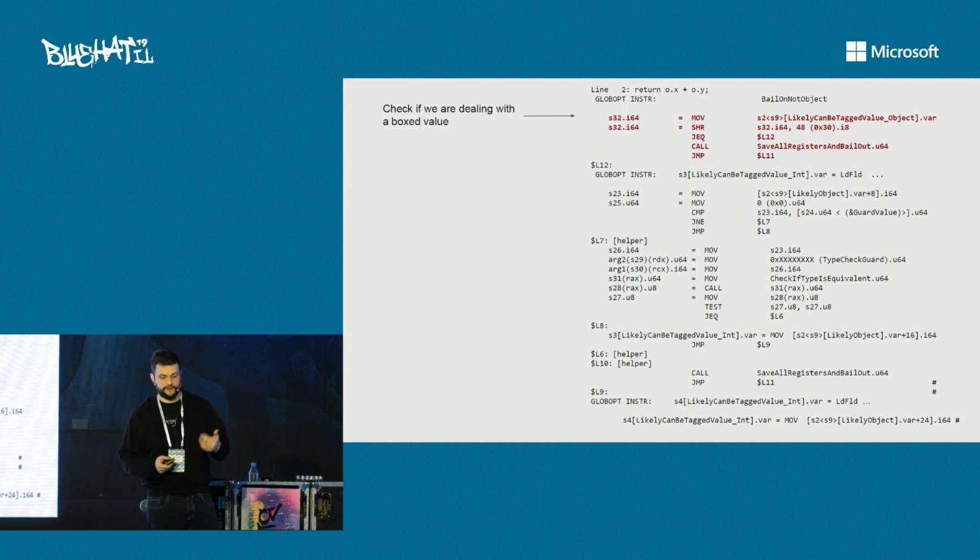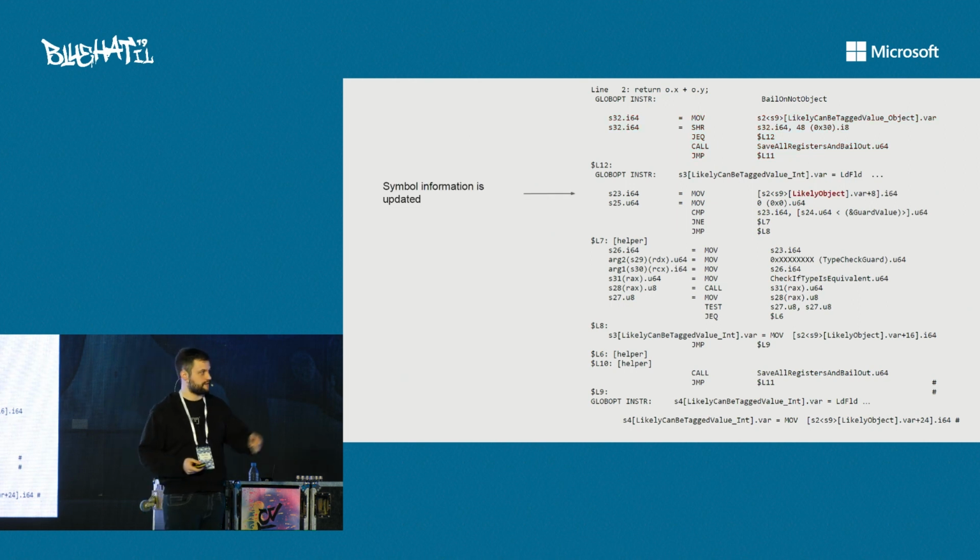Another interesting thing to see, if you're looking at Chakra specifically, is that the annotation was likely can be a tagged value with hint object. But since we now check that the thing was not a tagged value, we can see that the annotation has changed, and now it's marked as likely object. This illustrates a concept I will talk about a bit more later on, where based on what we've run so far, we have updated type information, which is more refined. Here we know we are dealing with a pointer, which is most likely a regular JavaScript object.